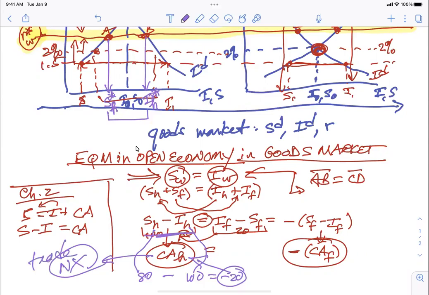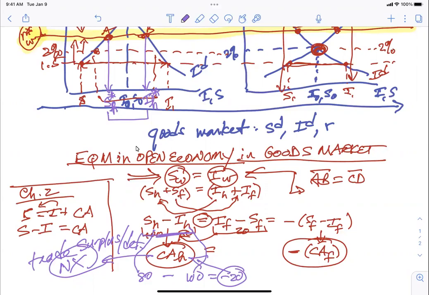That's our trade surplus or deficit. These are all ways of saying the same thing, right? CA, NX, trade surplus, they're all the same thing. In fact, we could also say that's minus the financial account, right? That's another way of saying it. That's the first part of chapter 5. All these things mean the same thing.